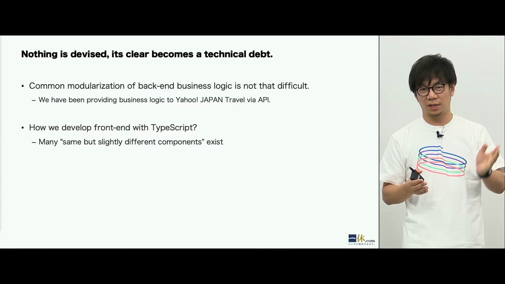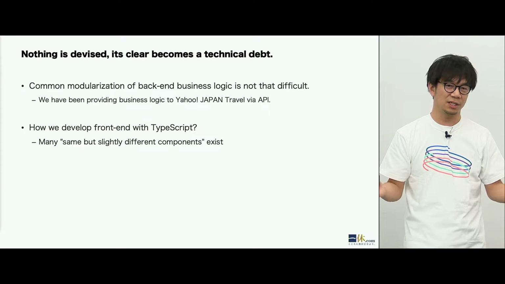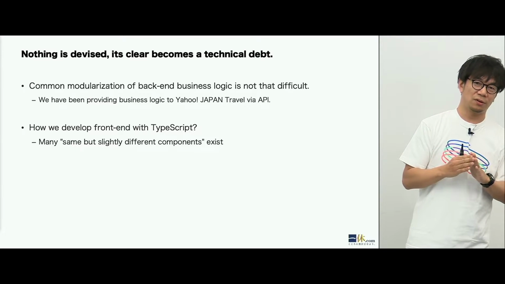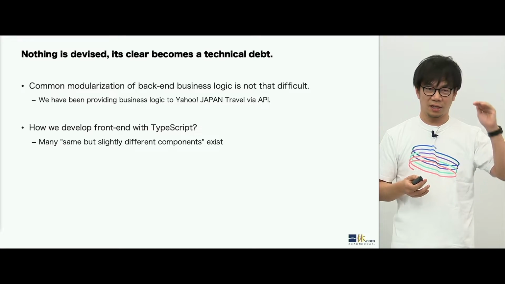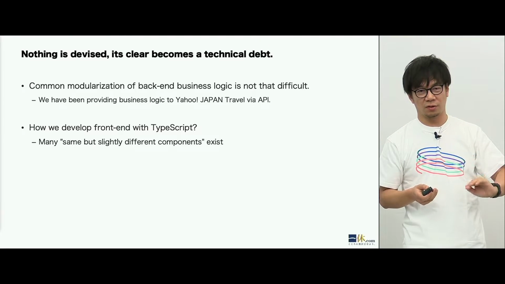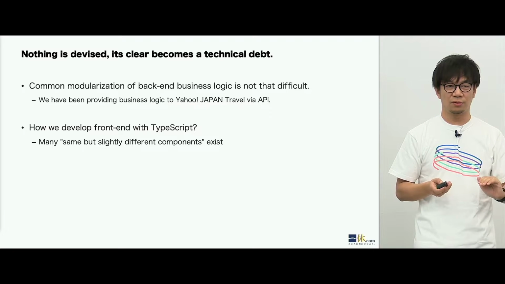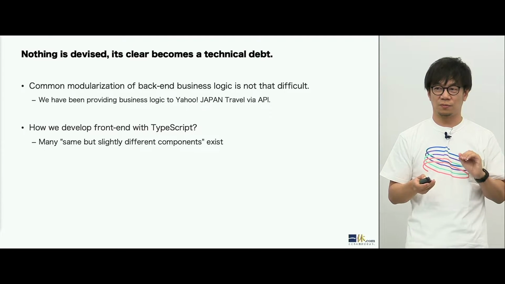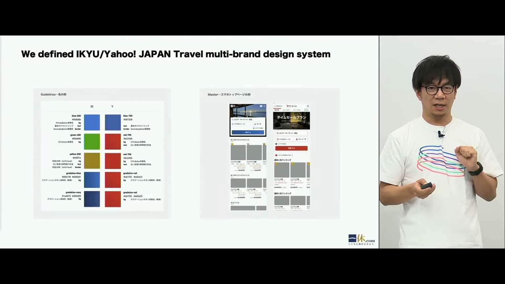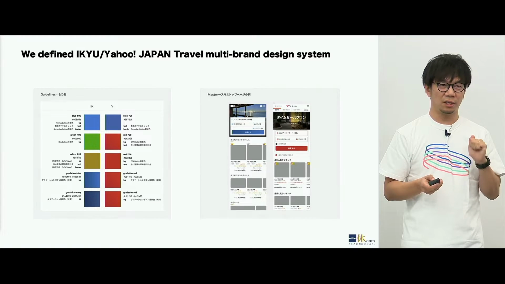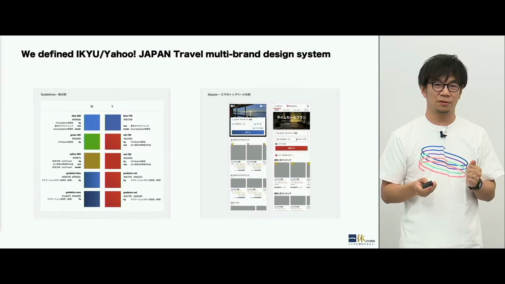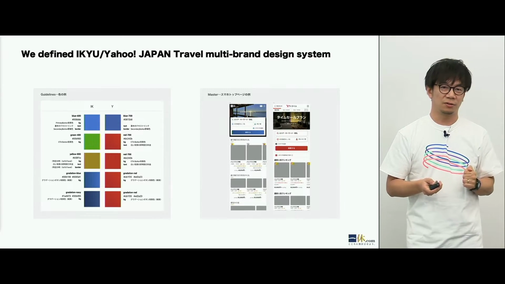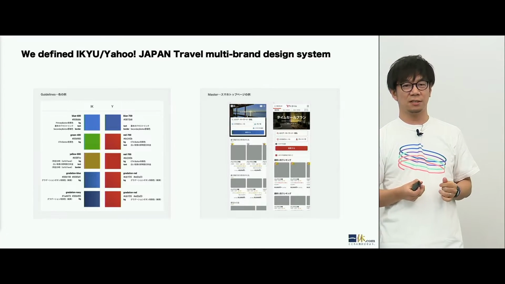And EQ.com was actually accepting Yahoo Japan through API. So there was this system integration already on the back end. The next layer, the front end layer, was really a big challenge. And the result, what did we do? Well, for EQ and Yahoo Japan Travel, the multi-brand design system is what we developed. And so that is what we have done.